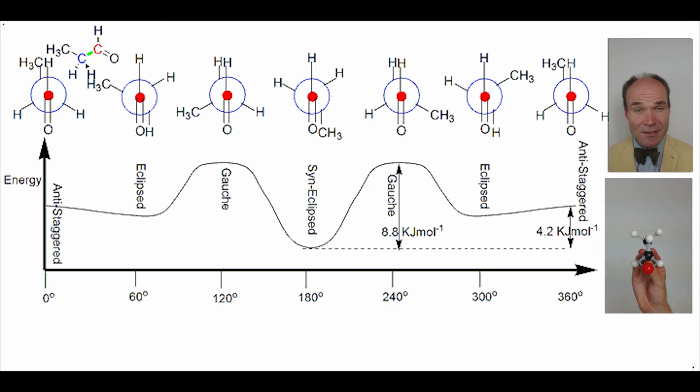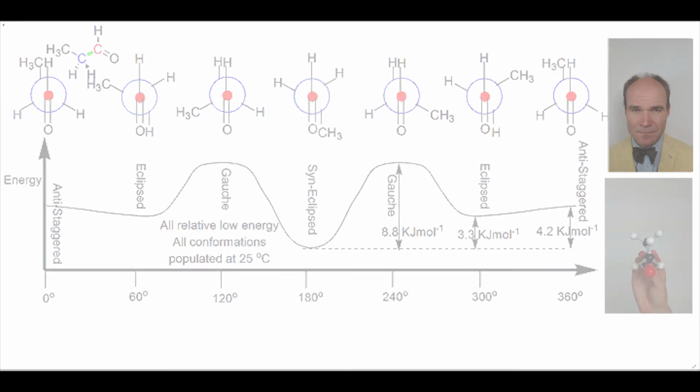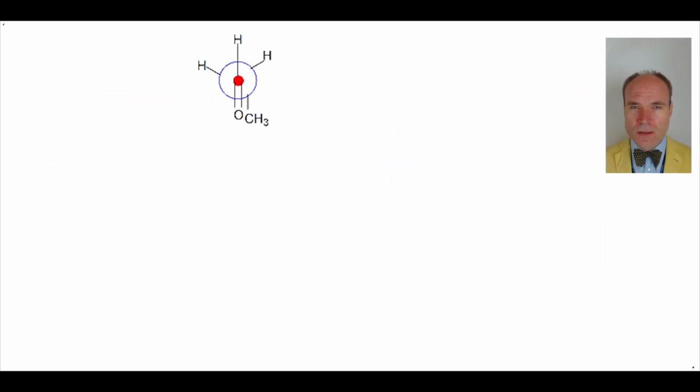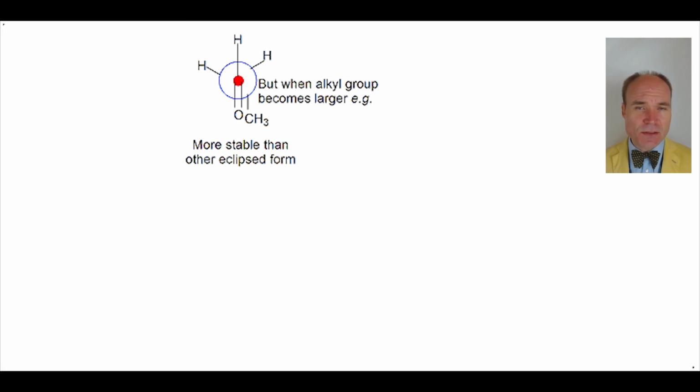The eclipsed conformation is only 3.3 kilojoules per mole greater in energy than the syn-eclipsed conformation. All the conformations are of relatively low energy, so there are populations of all conformations at 25 degrees Celsius. When we consider the specific case of propanal, the syn-eclipsed conformation has a lower energy than the eclipsed conformations, but limited changes to the molecule can invert this relationship.